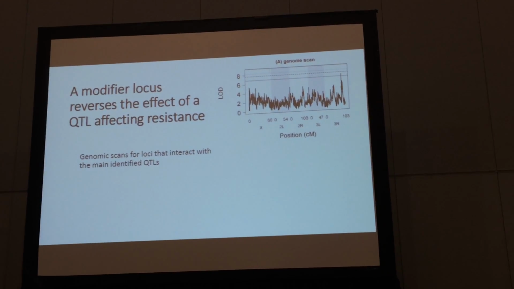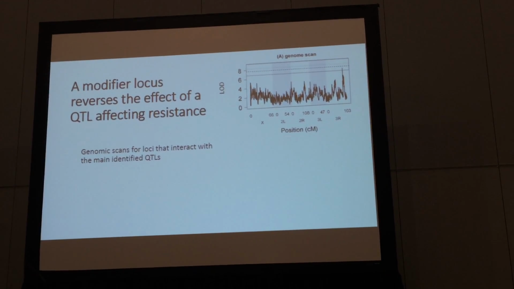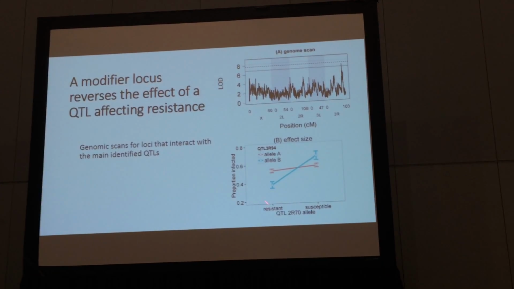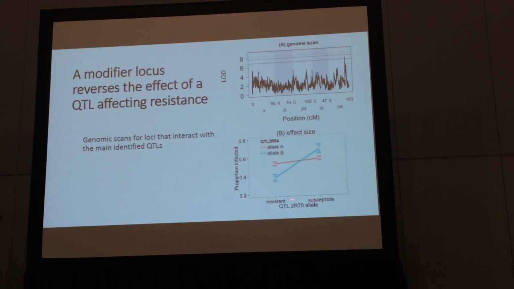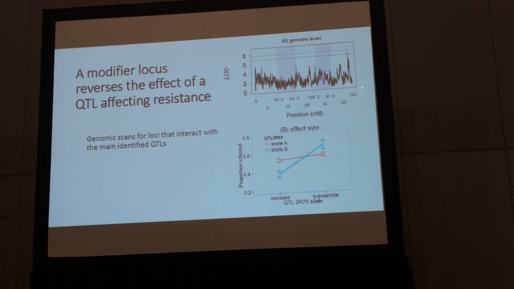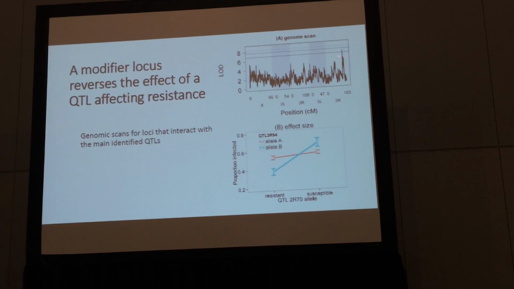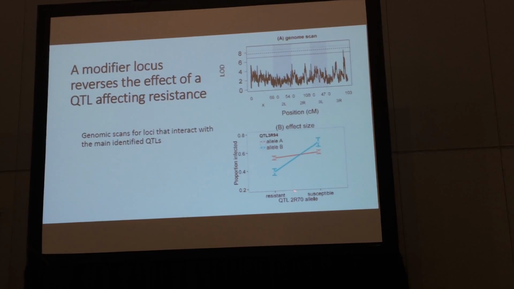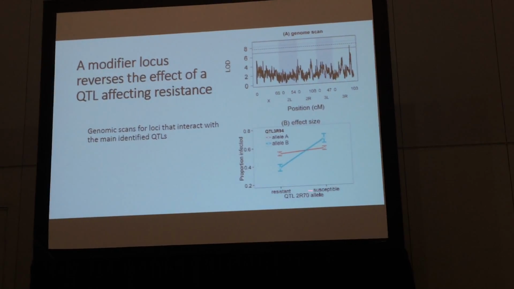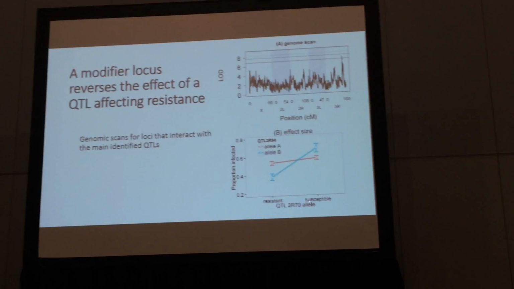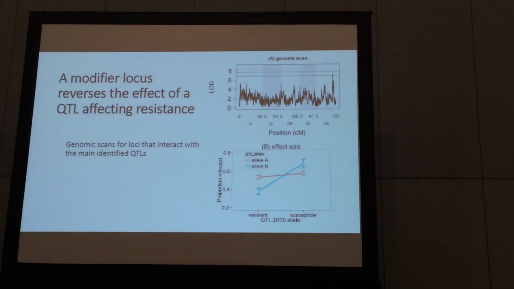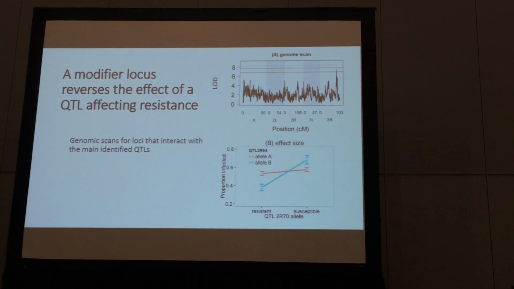For 7 of them, we didn't find anything interesting. But for one of them, we found a peak that's a modifier. For one of the sigma QTLs, related to resistance to the sigma virus, we found one peak on the right arm of the 3rd chromosome that modifies the effect of this QTL that we had identified before. Here I'm showing the resistant and susceptible alleles of this QTL, and here alleles A and B of this modifier. As you can see, this locus modifies the effect of the previously identified QTL.